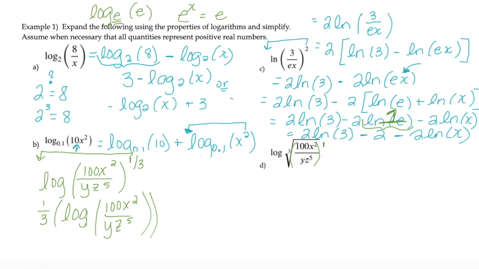The next step I'm going to do, just like in part C, once we moved the exponent to the outside, I'm going to undo the division by writing this as a subtraction problem. This is then equal to 1/3 times log of 100 x squared minus log of yz to the 5th.